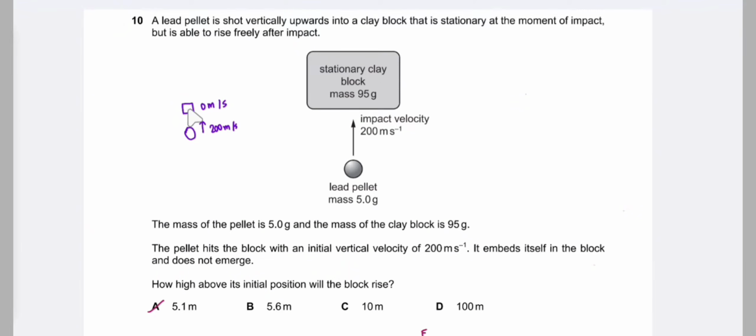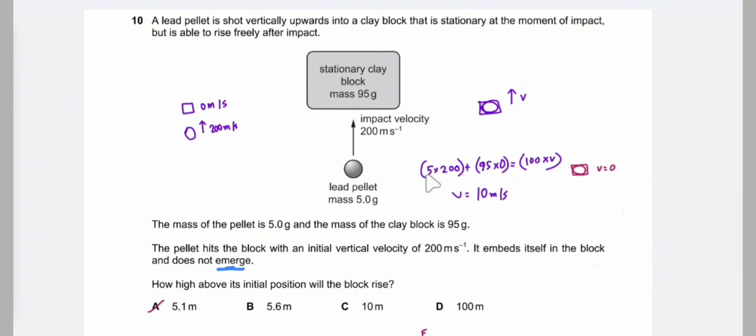So initially, if this is our block, then it is stationary and the pellet hits the block with 200 meter per second. After the impact, the pellet embeds itself into the block and they move together. So it embeds itself, that means it does not move apart and they together move with a speed v. And now we need to find the speed v, that is the total speed after the impact.